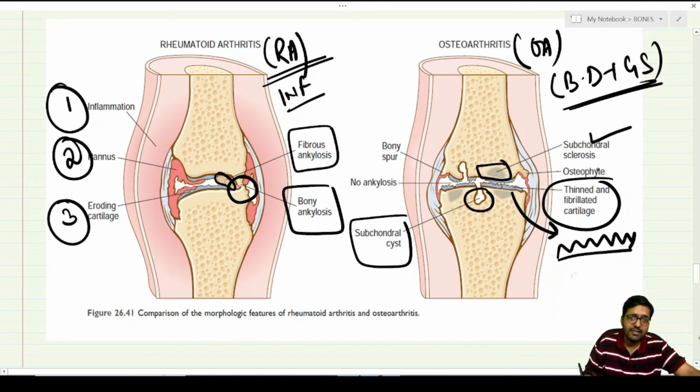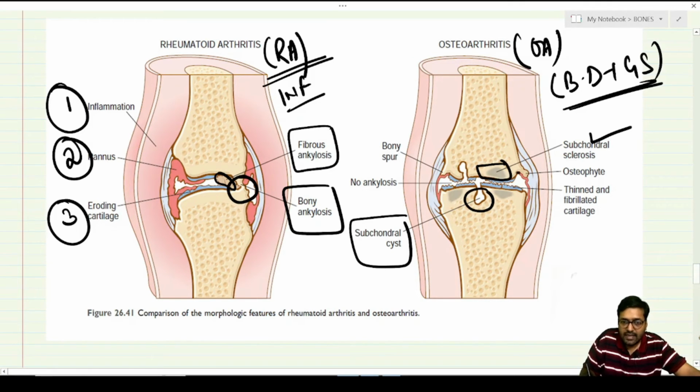Now at some places, as you can appreciate in this particular part, this area is completely devoid of cartilage, and as a result, peripherally, this amount of bone has formed an osteophyte. A bony outgrowth is formed over here, which is what is called an osteophyte, as we can see. Now, unlike rheumatoid arthritis, no ankylosis can be seen in osteoarthritis.